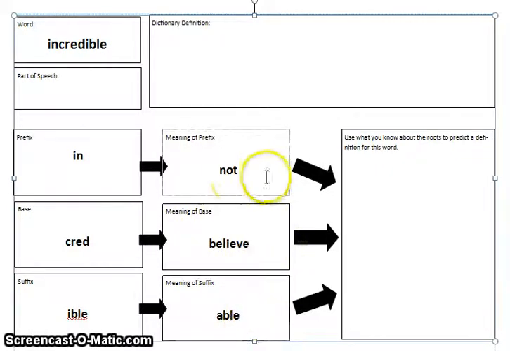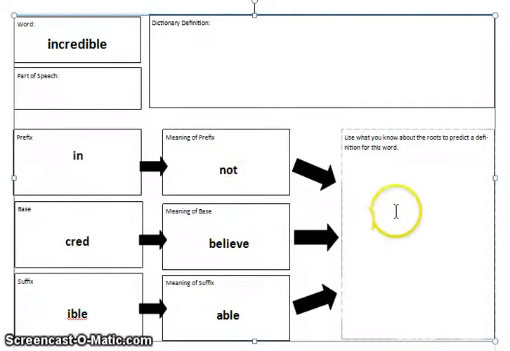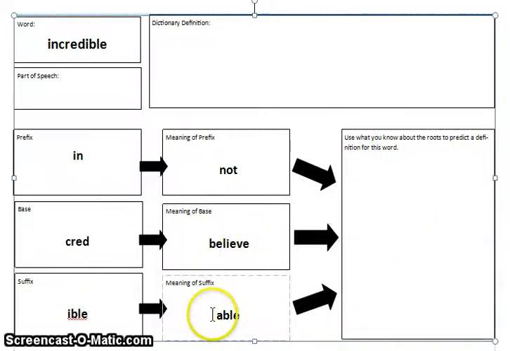So now I have my different parts here. So incredible: not, believe, able. Sometimes I think when you're coming up with your own definition, which you're going to write over here, it's easier if you start with the suffix. It makes more sense when you say it in English. Not able to be believed. So the suffix comes before this. Not always, but sometimes when you're putting it together in a way that makes sense, it's easy to start with the suffix. So not able to be believed.